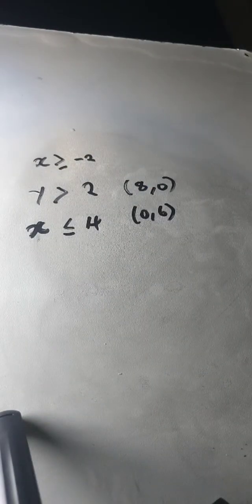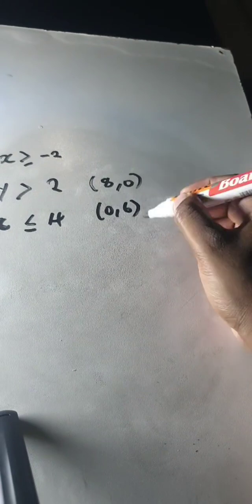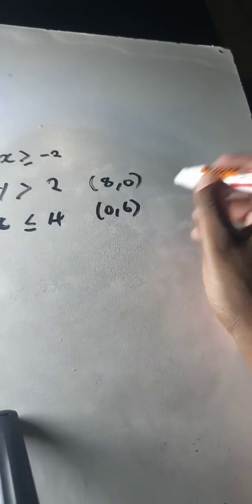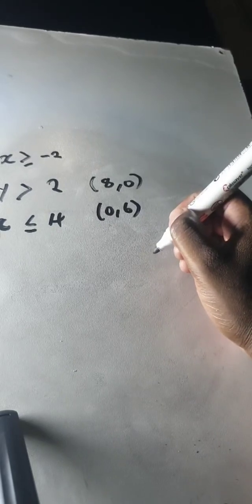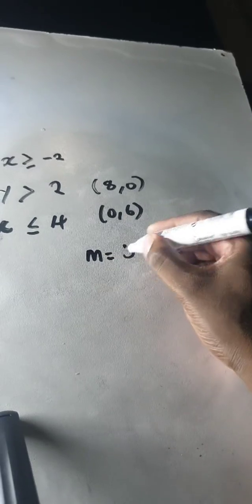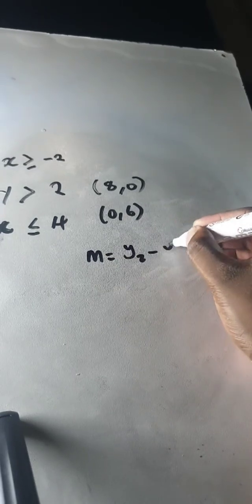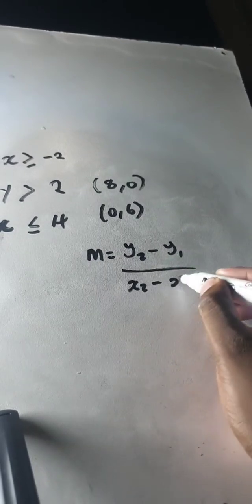Okay? We need to find the equation of that line. So first thing first, we're going to use these 2 points to determine the gradient. We use these 2 points to find the gradient first, the steepness or the slope of the line. All right? So we say gradient is equal to y2 minus y1 over x2 minus x1.